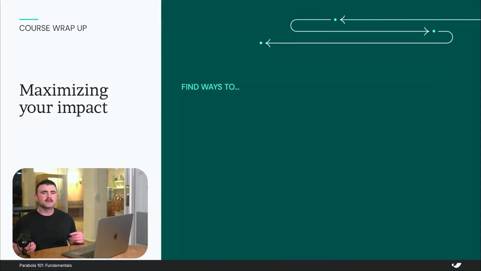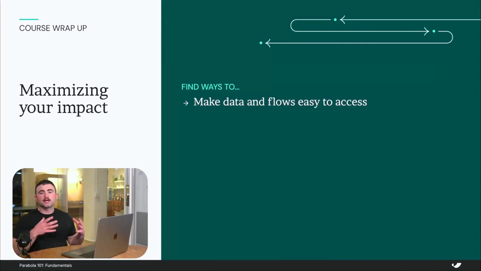My first tip is for you to make an effort to make your data and flows across the org as accessible as possible. You can do this by setting up integrations for teammates, creating Parabola tables, using folders to organize your flows, and being the person in the org that's going to drive organization and make sure everyone has access to what they need to be successful in Parabola.